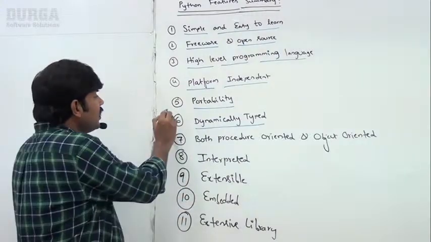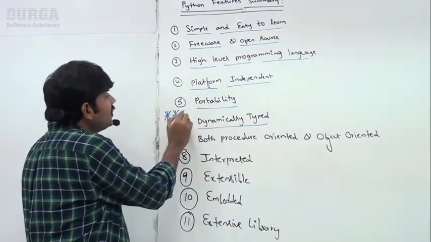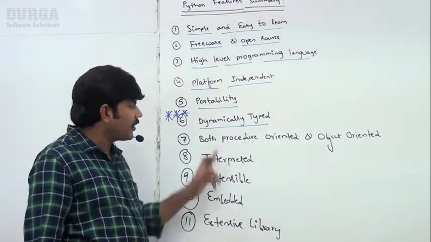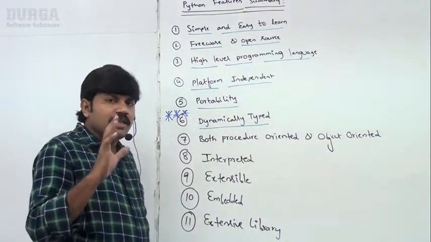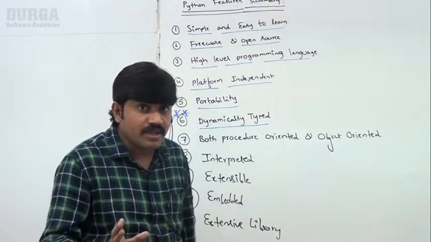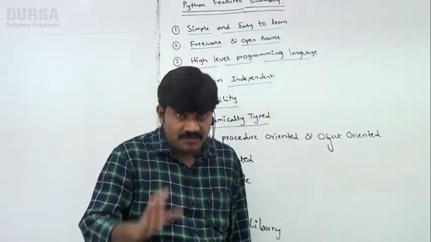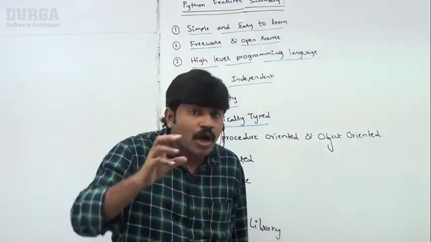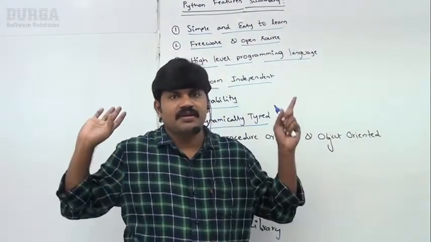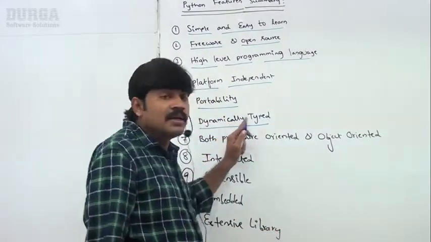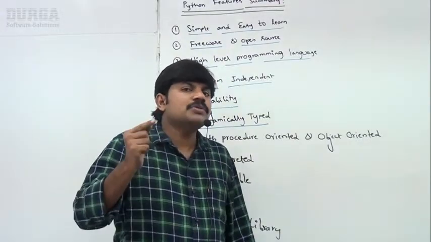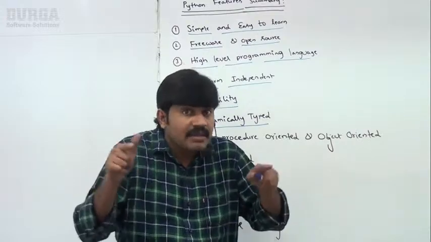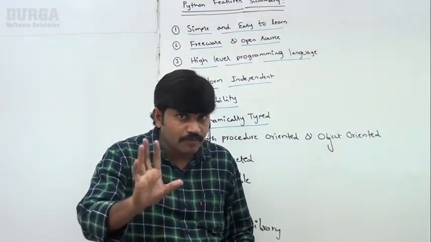Next, dynamically typed. Do you know this is Python specific? This feature is not available with C or C++ or Java or C#, right? So in Python, we are not required to declare the type explicitly. Based on our runtime requirement, based on the value we provide, the type will automatically be considered. This behavior is nothing but what? Dynamically typed. We can use the same variable for multiple types based on our requirement. That flexibility is also there for the programmer.